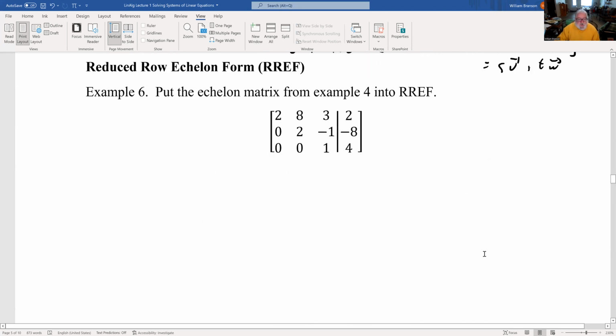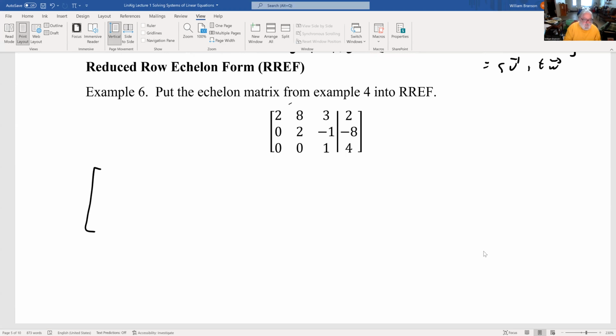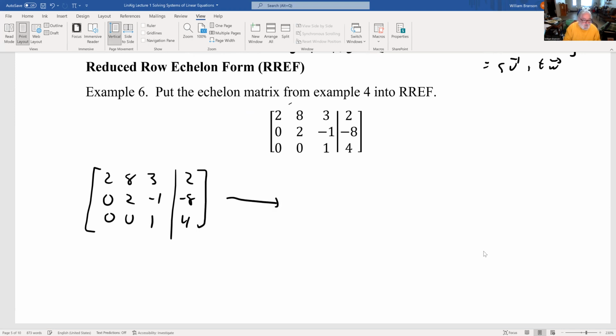So reduced row echelon form, what's that? So here's a matrix that we had above. We want to put it into reduced row echelon form, which is RREF. And so we'll do an example of that, and then we'll explain exactly what that means and why it's useful. So what I want to do here is I want to use the one that I have here to clean out those two, to turn those into minus ones.